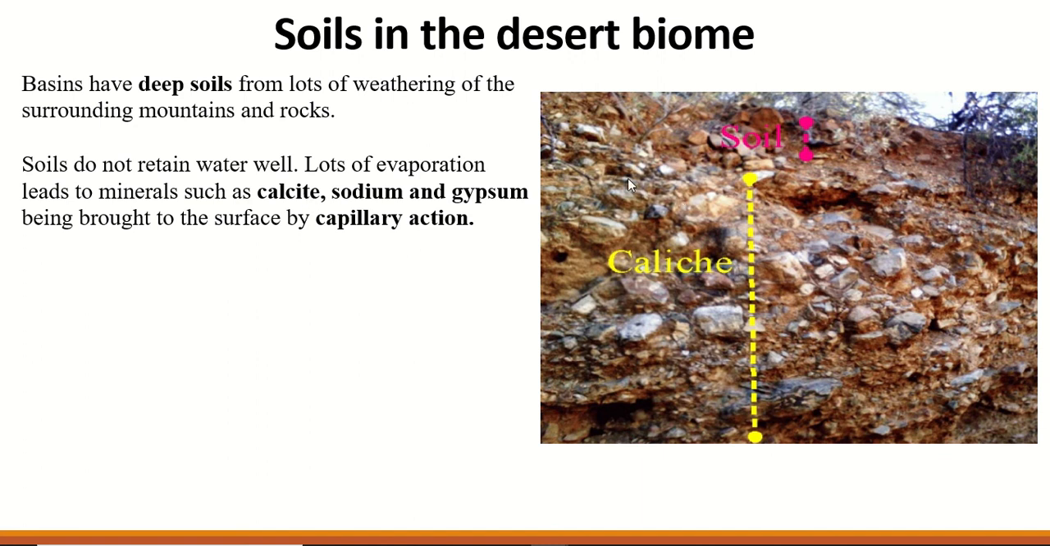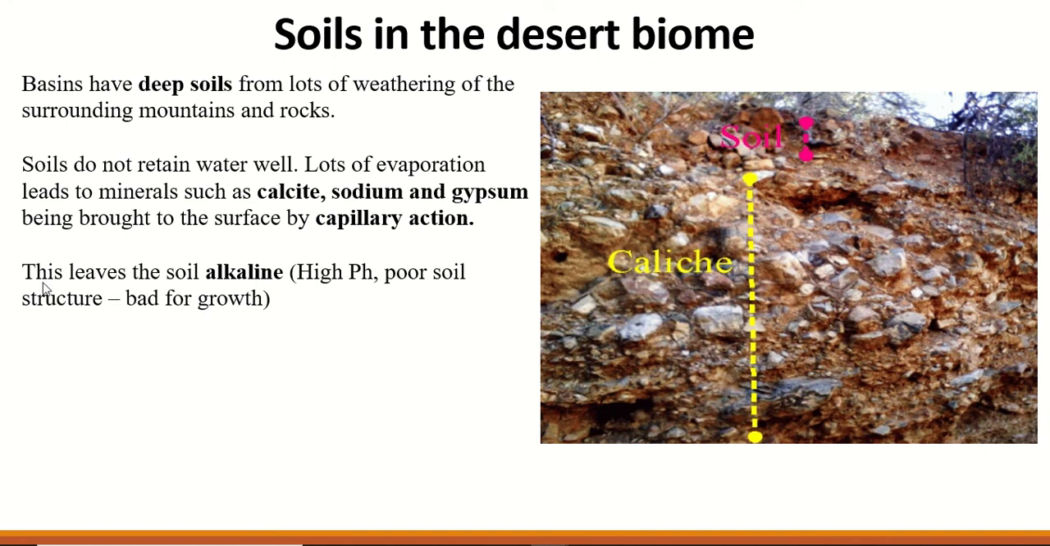All these minerals get brought into the surface into one place, and this is a problem. This leaves the soil alkaline. You might have heard that term in biology. It means the soil has a really high pH, so the soil structure as a result is poor, and this is bad for growth. Why is this? Because all these minerals should be evenly spread out in the soil. Instead, they all exist up near the surface, and this makes the surface alkaline.